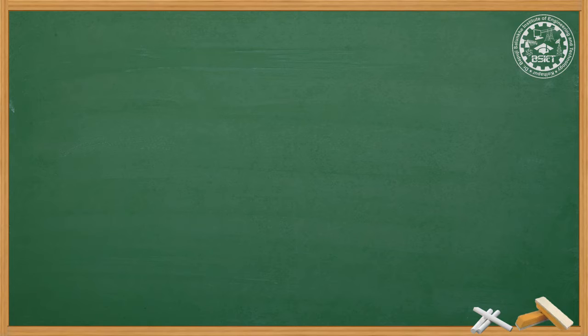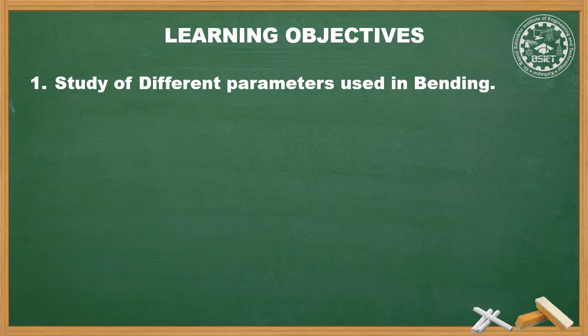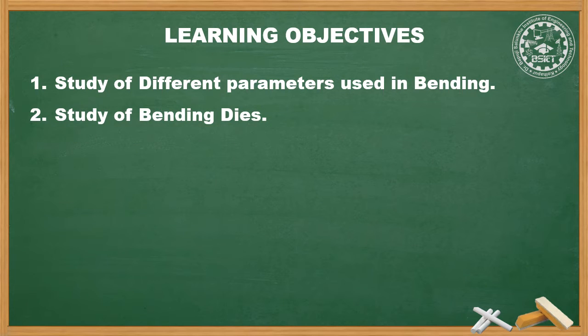The learning objectives of today's session are: number one, study of different parameters used in bending. The different parameters that are bend force, bend radius, bend allowance, bending length will be studied in today's session. And second, study of bending dies. The different types of bending dies will be studied in today's session.